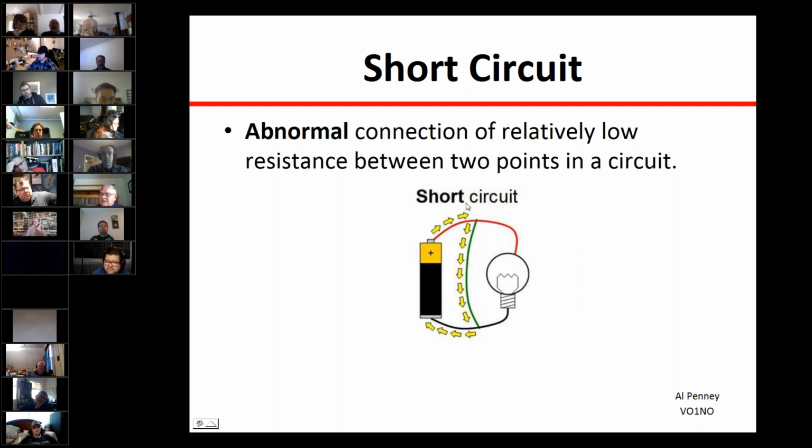So the current, in this case conventional current, will use this path right here because it's low resistance compared to going through the light bulb. Your light bulb won't work, and you could very well overheat the wire, damage the battery, cause a fire even.